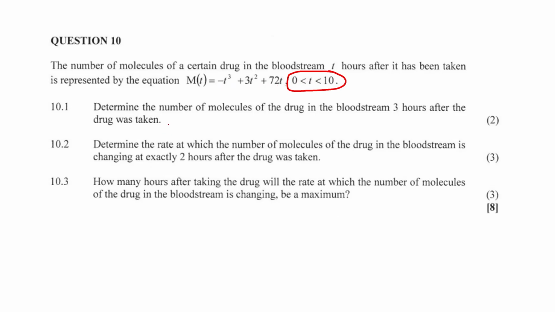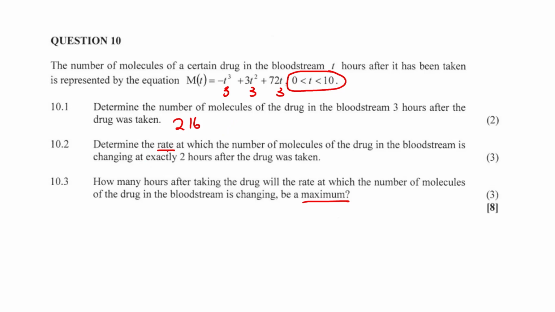And yeah, we've got a rate of change question here in Maxima and Minima. So 10.1, determine the molecules of drug in the bloodstream 3 hours after the drug was taken. That's a pretty easy question. They didn't ask anything about a rate like they do in 10.2, or about a maximum. So literally all we do is sub in 3 here, here, and there, plug it into your calculator, and it's just going to give you an answer of 216 molecules. That's it. That's the answer.